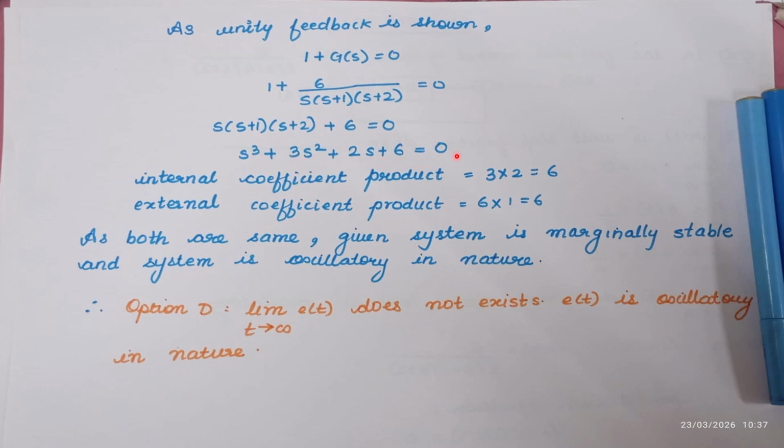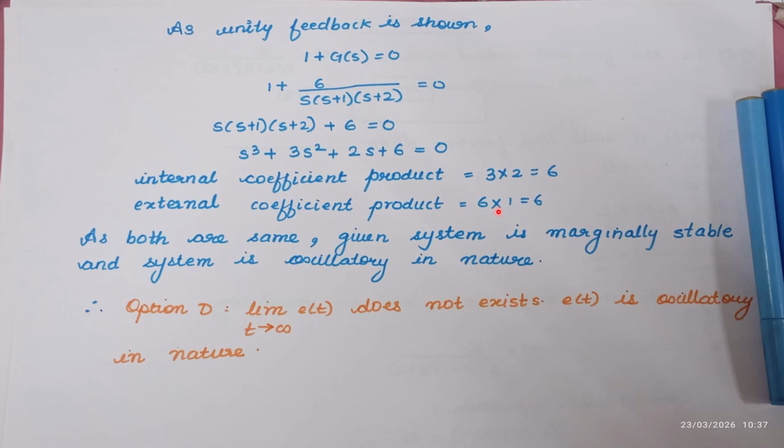Now here you have a shortcut to find if the system is marginally stable. Find the product of the external coefficients. The coefficient of s cube is 1, the coefficient of s raised to 0 is 6. So 6 into 1 is 6. This is the external coefficient product. The internal coefficient product: the coefficient of s square is 3, the coefficient of s is 2. So 3 into 2 is 6. Both these are the same, so the internal coefficient product is equal to the external coefficient product.